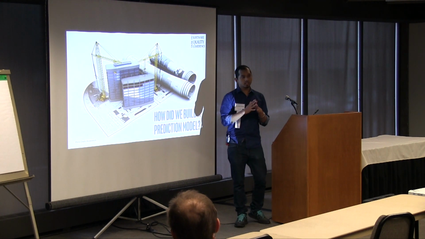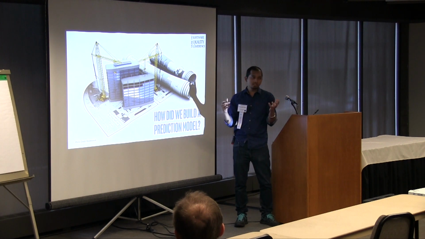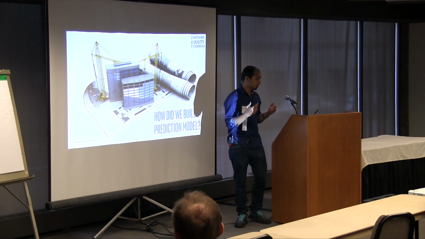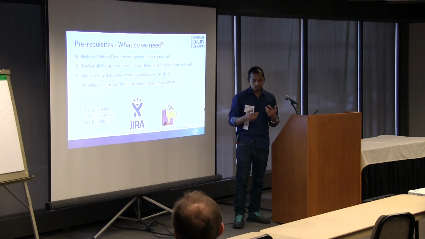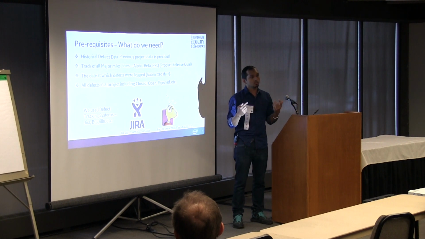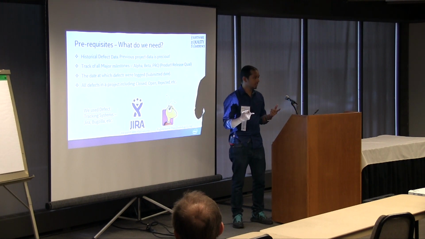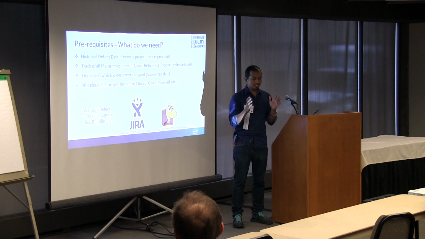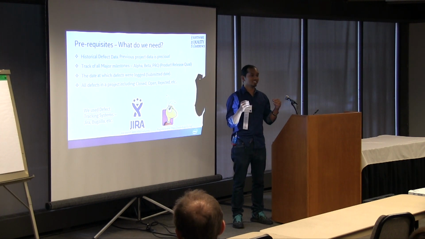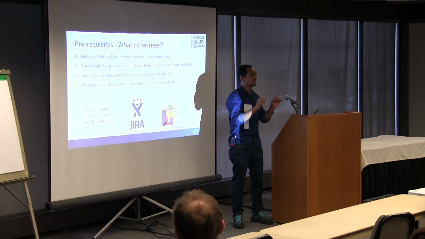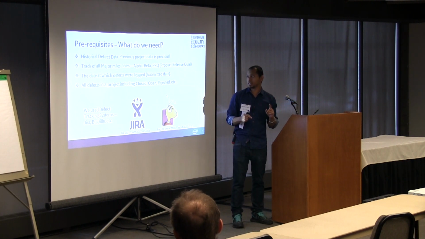So to begin with, how did we even come across this? How did we even start building this prediction model? Here are the starting prerequisites that you would need. The first thing is historical defect data. Historical data is really precious, so never lose track of it or say, I'm not going to use this again. So take a note of that.